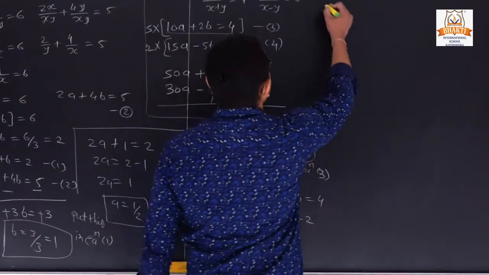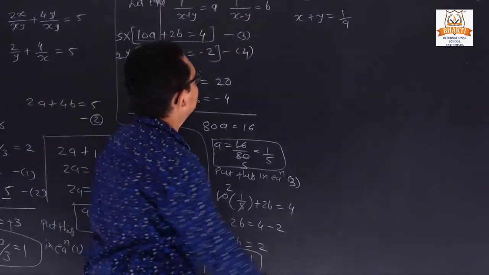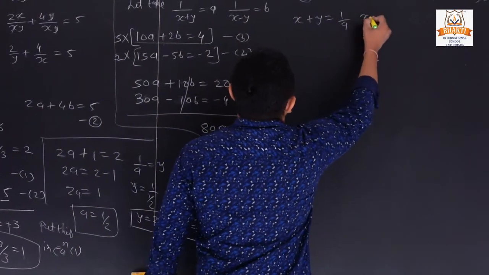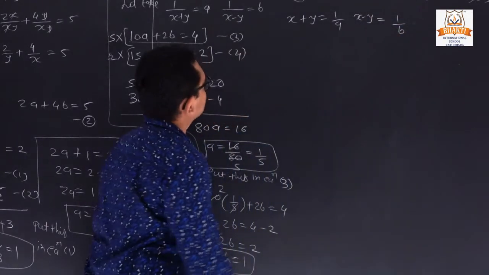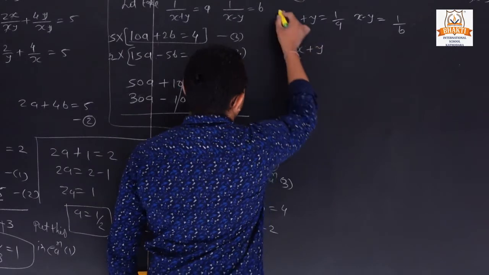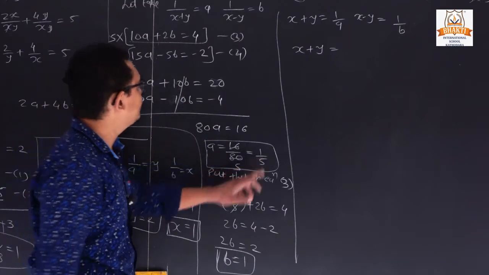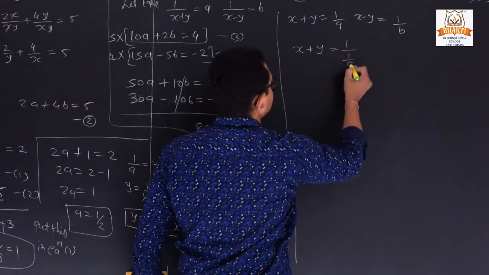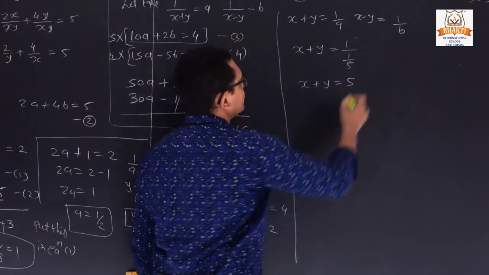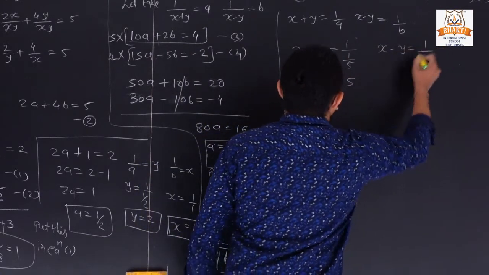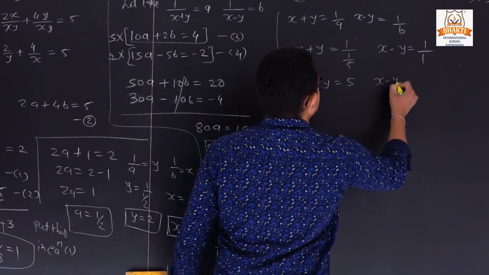So we can write like that: x plus y is equal to 1 upon a, cross multiply, and x minus y is equal to 1 upon b. So x plus y is equal to, what is the value of a? It is 1 by 5. So 1 upon 1 by 5. So this term is going to the numerator. So it is 5. Similarly, x minus y is equal to 1 upon, what is the value of b? 1. So x minus y is equal to 1.